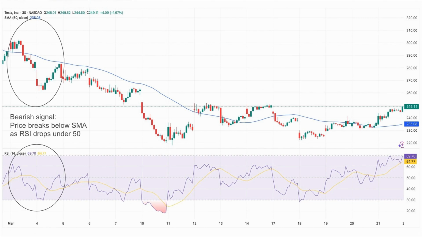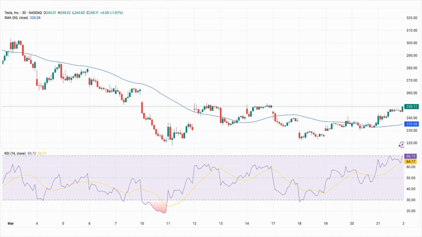Tesla begins our analysis period trading near $300, then breaks below the 50-day SMA. Notice how the RSI simultaneously drops below 50. This interaction, price breaking below SMA while RSI crosses under 50, provides a strong bearish confirmation signal. When these two indicators align like this, the probability of continued downside increases significantly.